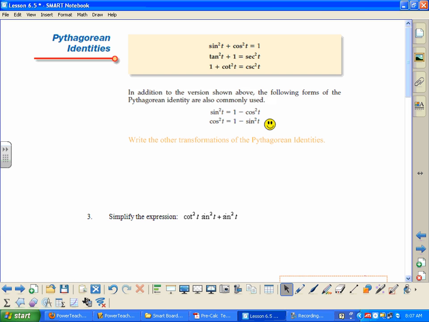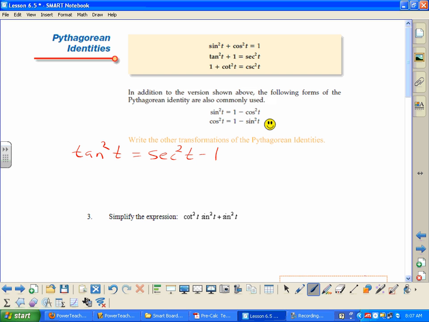So the next thing we want to do before we go into the problems is take the other two, the one with tangent and cotangent, and rewrite them the two other ways they can be rewritten. So what's another way I could write the one with tangent squared plus 1 equals secant squared? Okay, we can subtract 1. So we could rewrite that one as tangent squared t equals secant squared t minus 1. That's another way that one can be written.